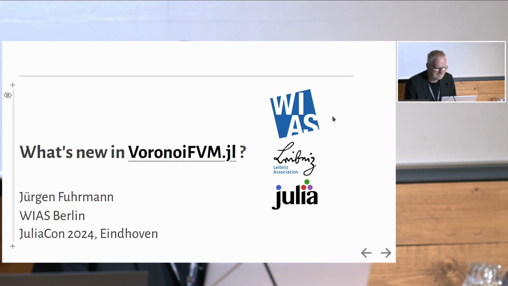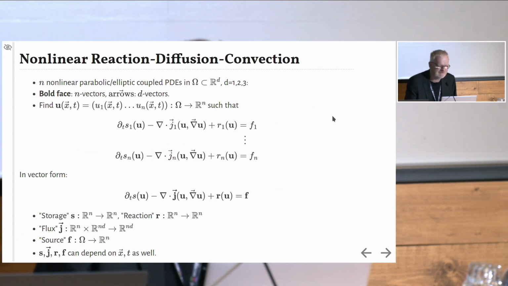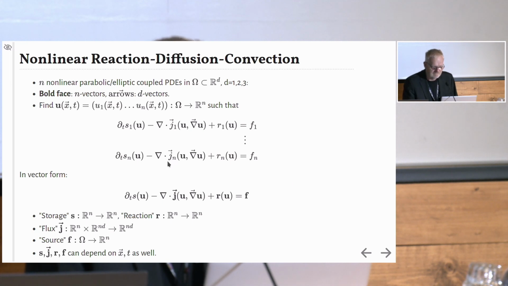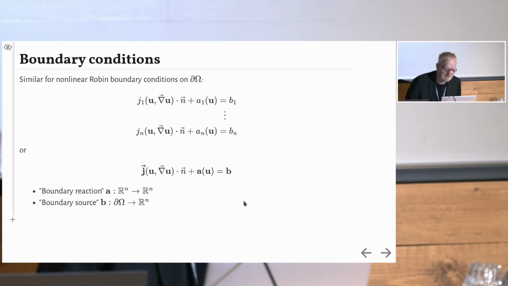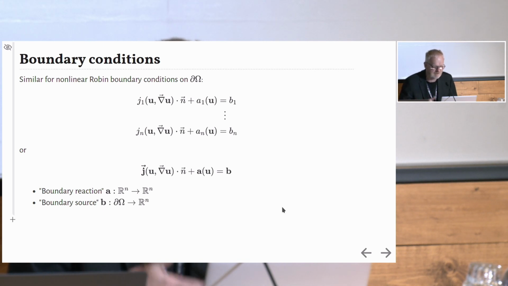So VoronoiFVM.jl is my package. I have something new since 2020, and I'll tell you what's in there. It's a solver for coupled systems of PDEs on domains in 1D, 2D, 3D, which can also be just any geometry. Basically, I'm working with reaction diffusion convection equations, which have some storage terms under the time derivative, some reaction terms between the species in the system, and some fluxes, which can also be coupled, and some sources. They can depend on the solution. It's all nonlinear, but they can also depend on position and time. And also there is a notation for boundary conditions, which I describe also as nonlinear functions. It's some kind of coupled nonlinear Robin boundary conditions, if you want to put it this way.